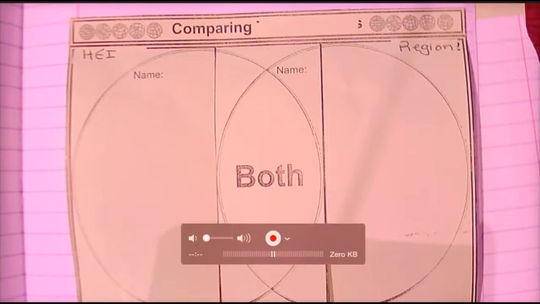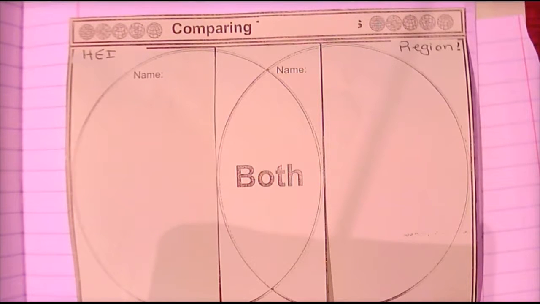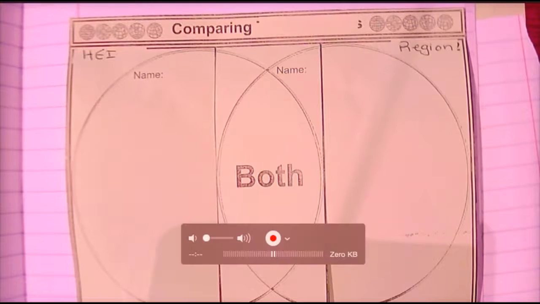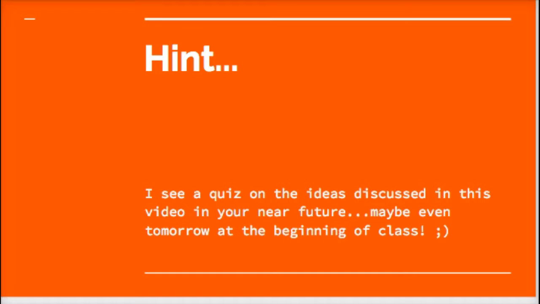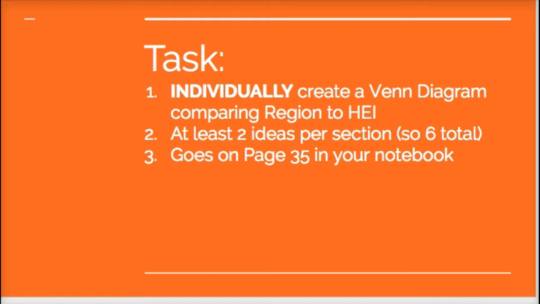When you are done, then you can put your notebook and stuff away. Here is a quick hint for you before you get started. All right. There's your hint. And remember, this task with the foldable Venn diagram is individual, so you should do it silently. You already had your chance to work with your partner.